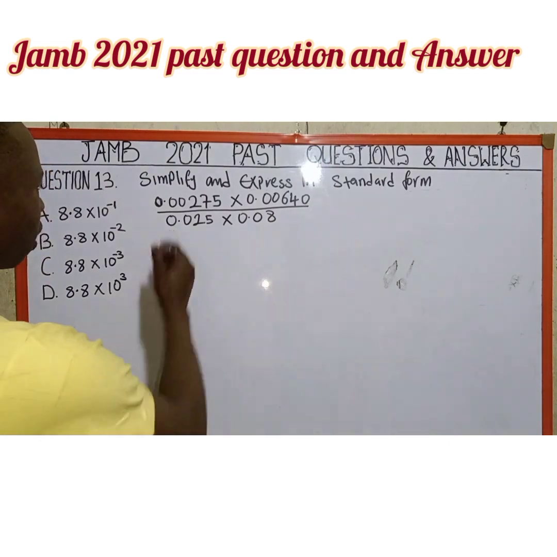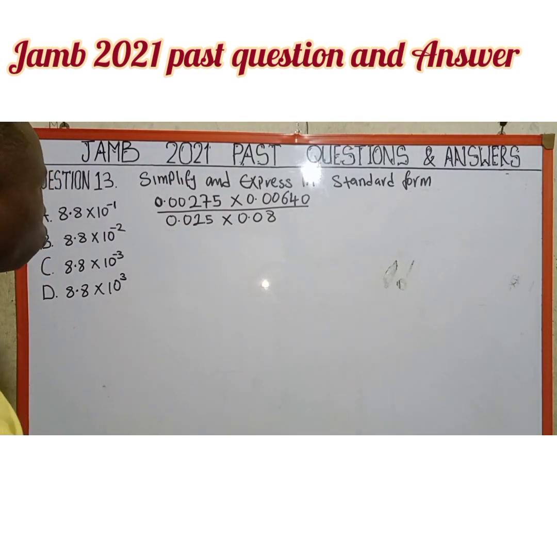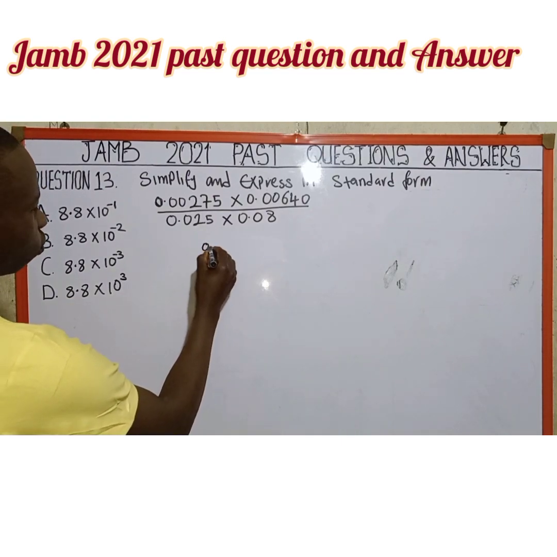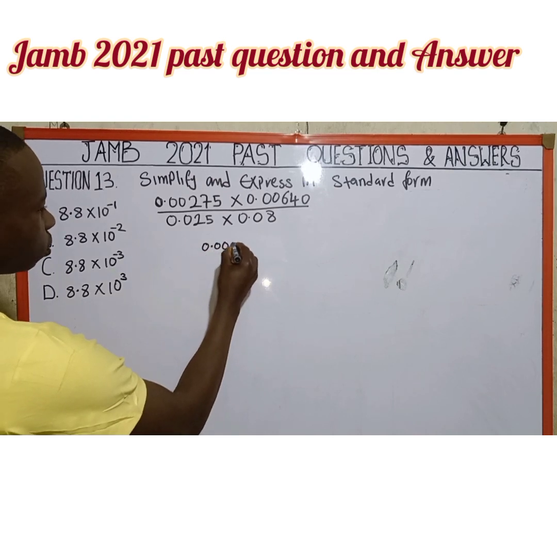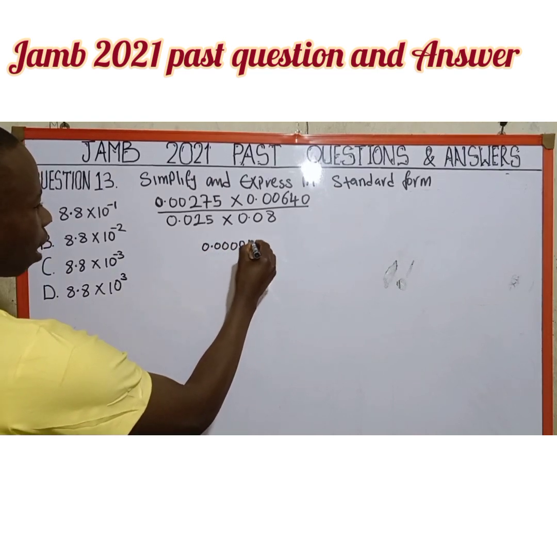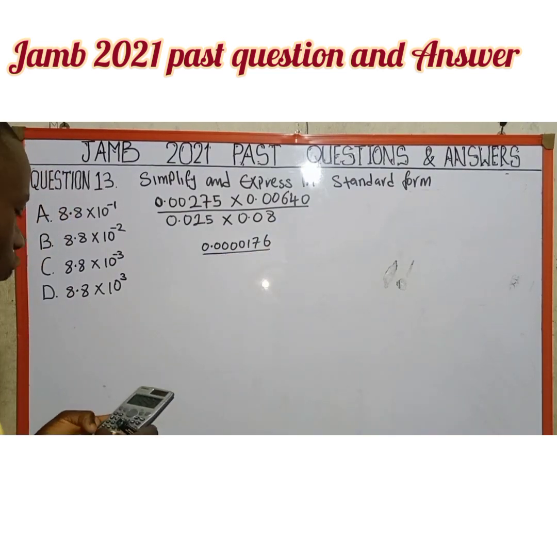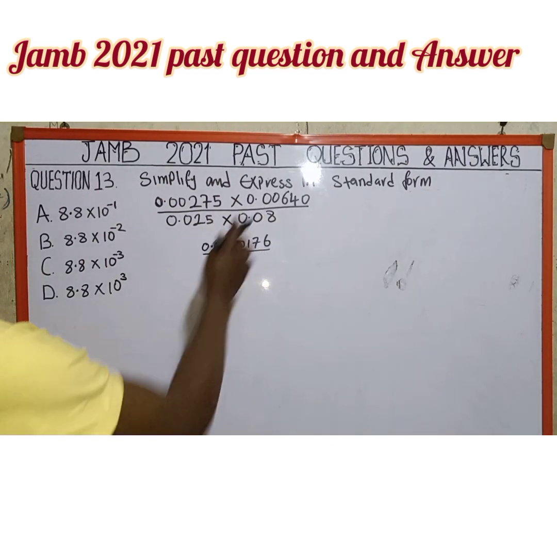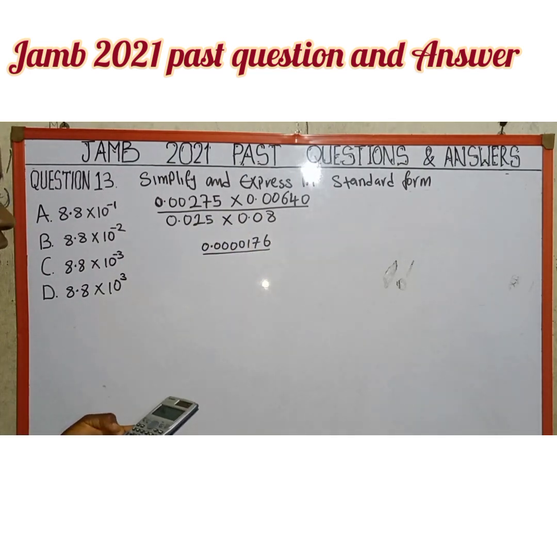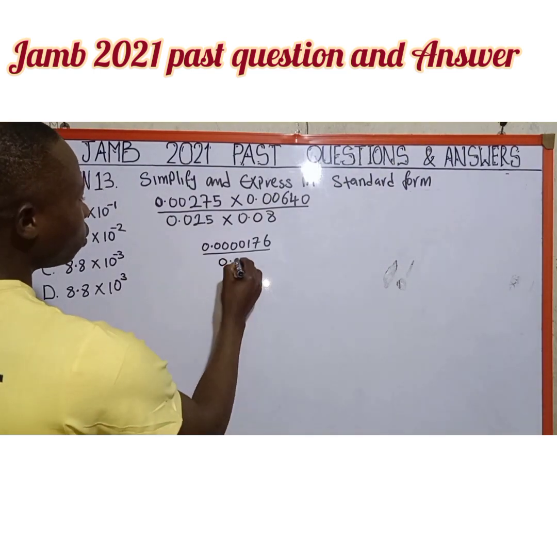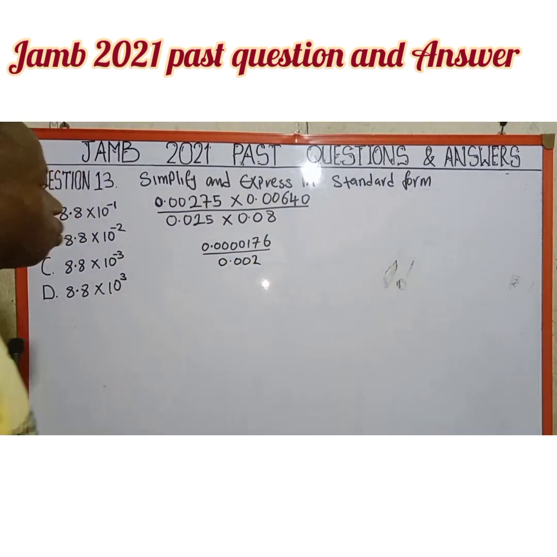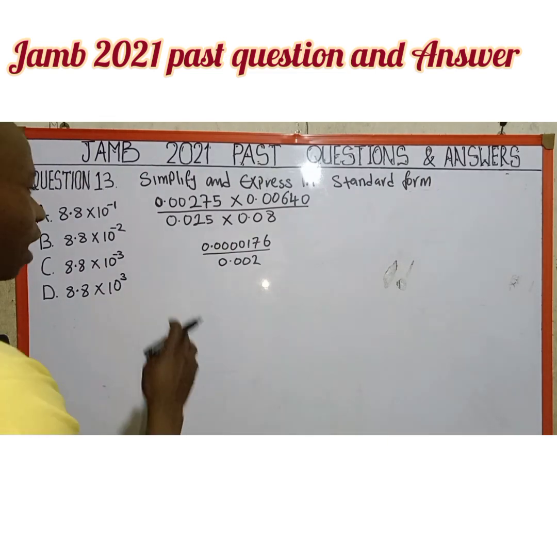So the first one, we are having 0.00275 multiplied by 0.064. So we are going to have 0.000176. Then divided by 0.25 multiplied by 0.08, which is going to give me 0.002. So the next thing we are going to do now is to divide this by this.